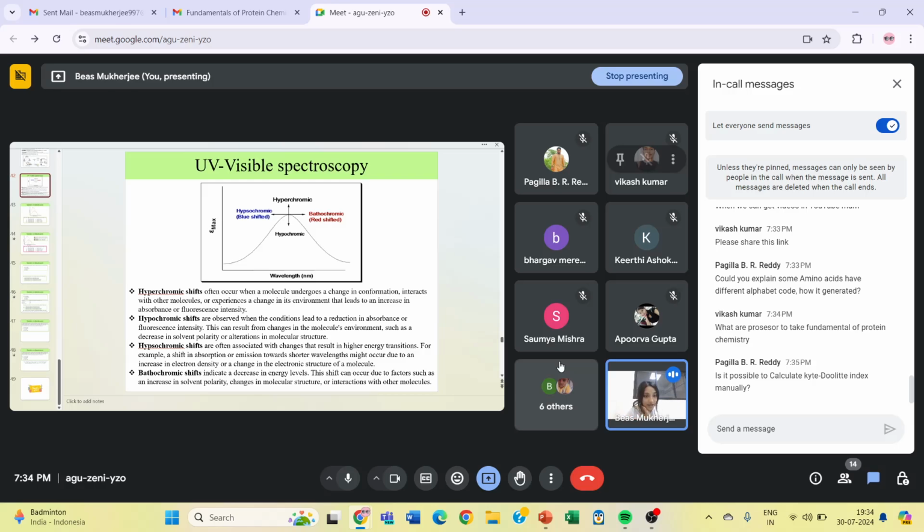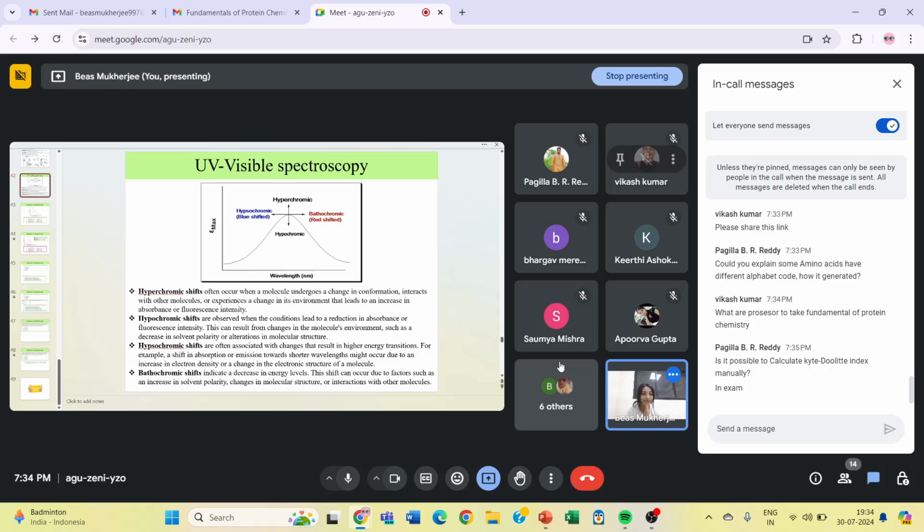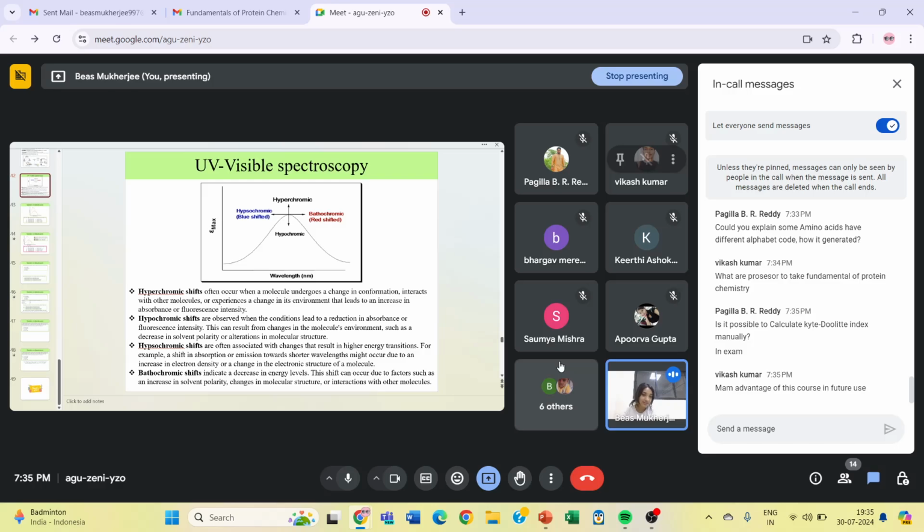Is it possible to calculate the... Okay, I am not sure about that. You will have to read about this. I will also read about this. I will not be able to answer right now. Manually in exam, I'm not sure about that. I'll have to read about it. This is your hydropathy index, right? Yeah, but then we'll have to actually read.